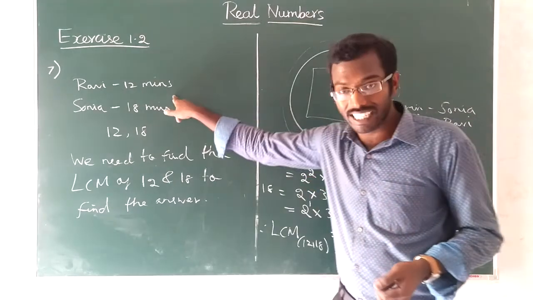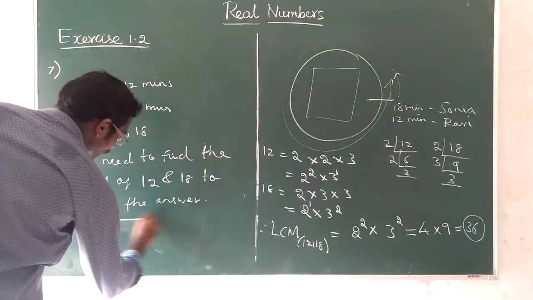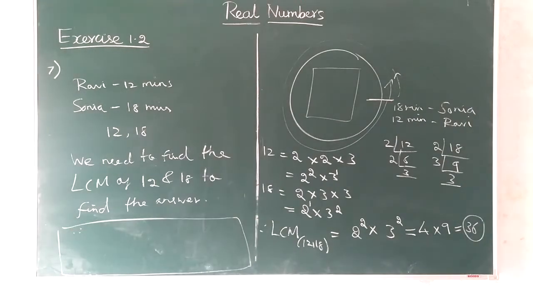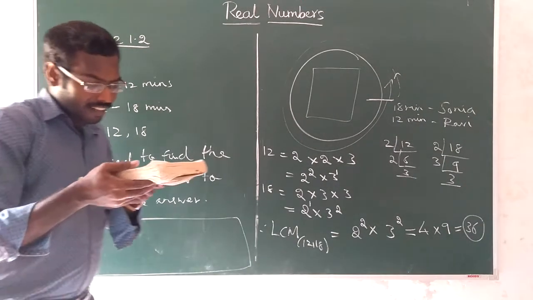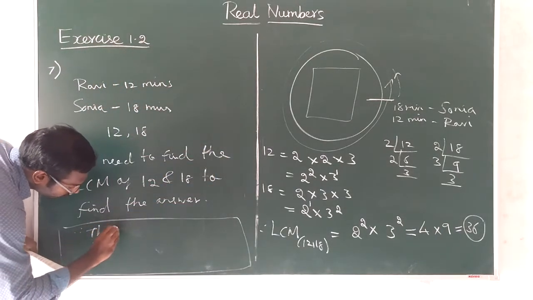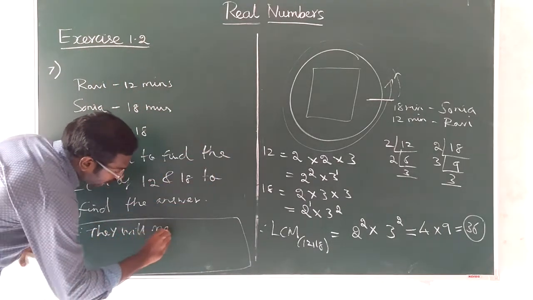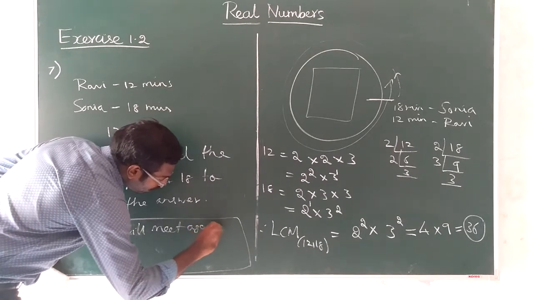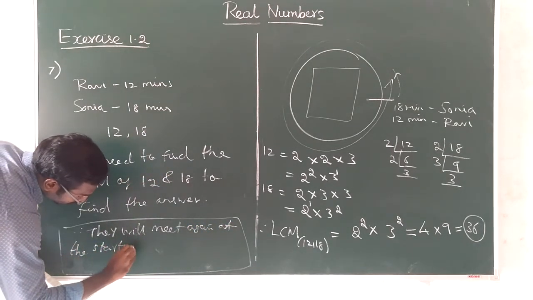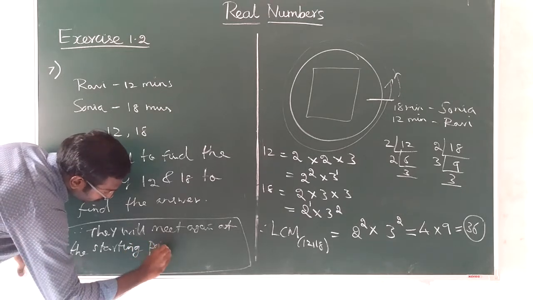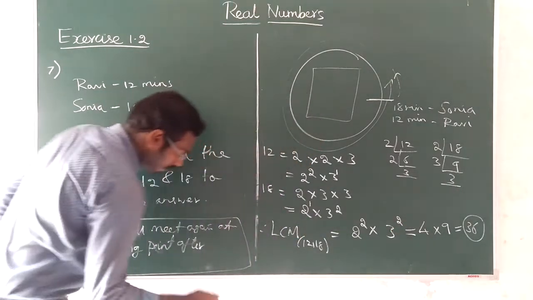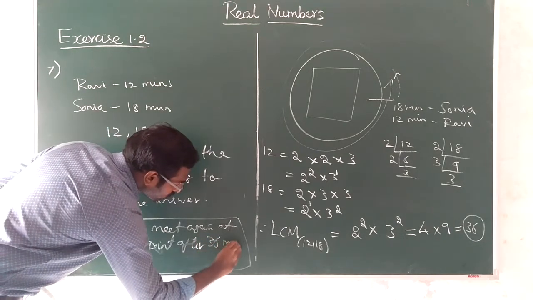This is dealing with minutes. So finally you can write. Therefore, what is the question? After how many minutes they will meet again at the starting point? So they will meet again at the starting point after how many minutes? After LCM value, 36 minutes.